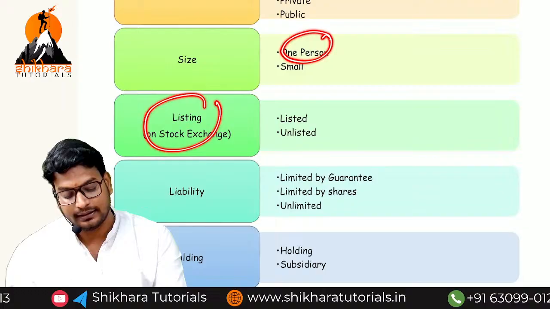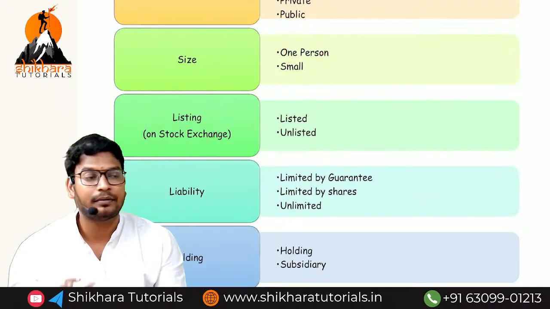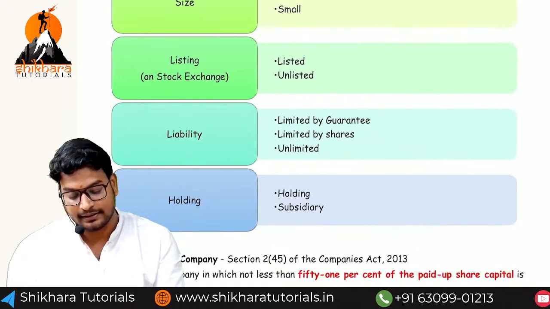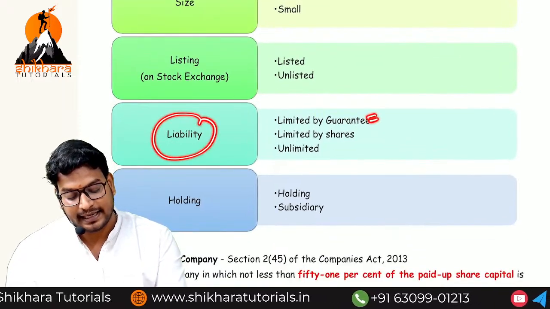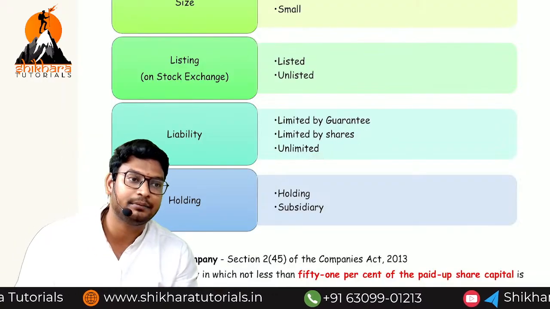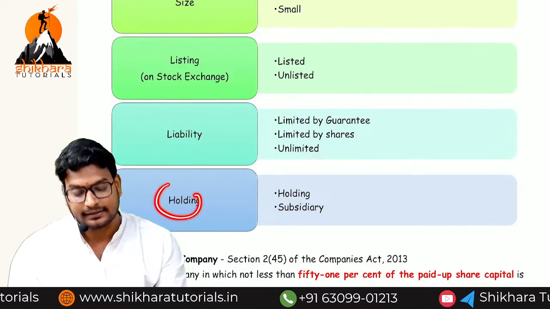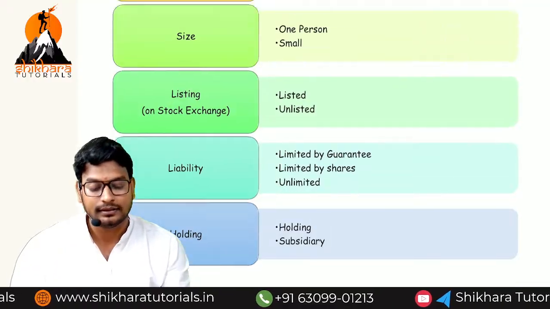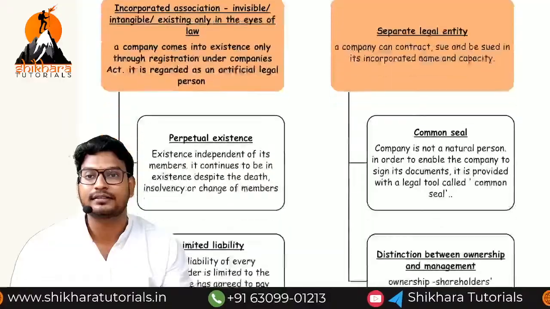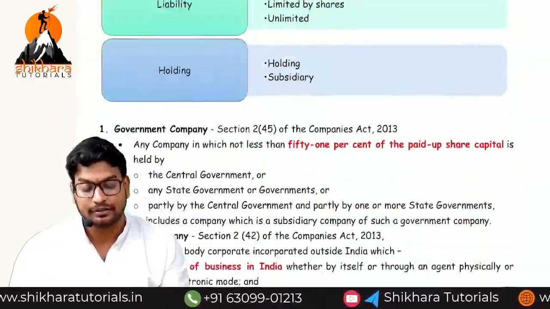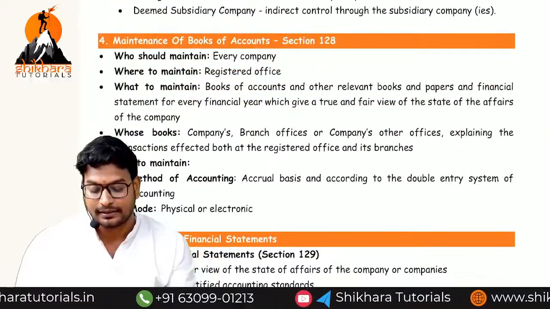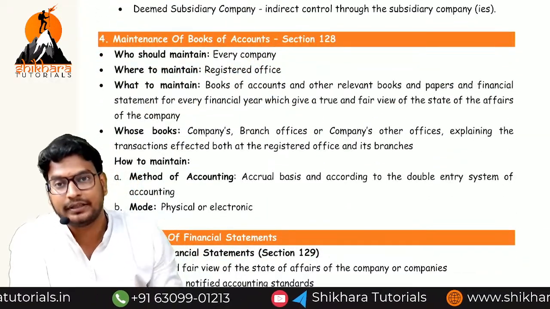Next, listed company and unlisted company. A public company which is listed is called listed, and one that is not is called unlisted. Liability: liability by guarantee, liability by shares, and next, unlimited liability. And next, holding and subsidiaries. We have discussed all the types, the features, and the introduction, that is, the meaning of companies. And next we are entering into the main core part, the accounting part.